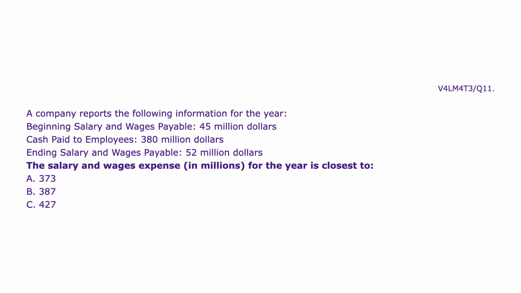A company reports the following information for the year. Beginning salary and wages payable $45 million. Cash paid to employees $380 million. Ending salary and wages payable $52 million. The salary and wages expense in millions for the year is closest to: A. 373, B. 387, C. 427.